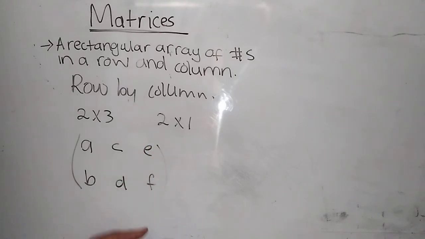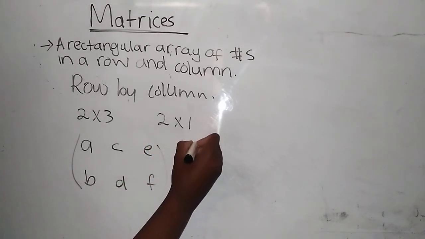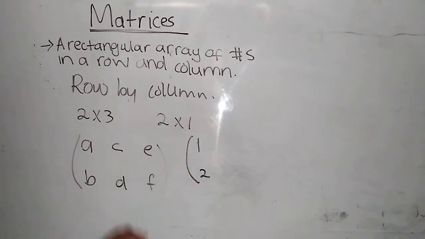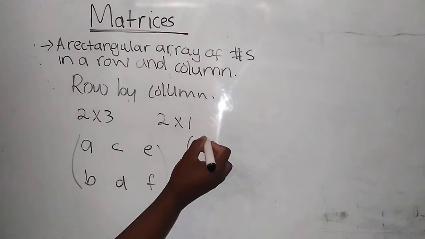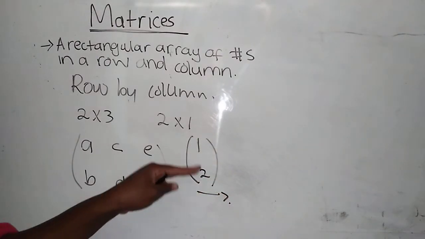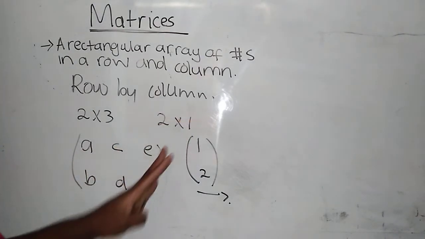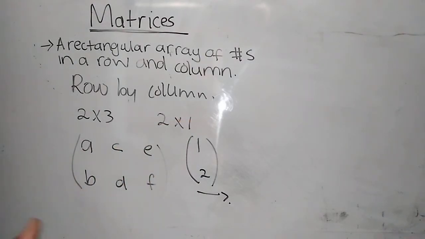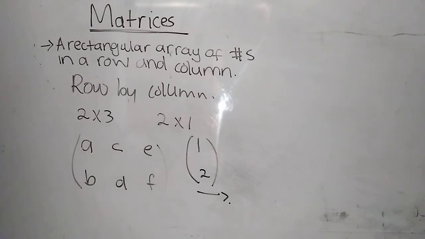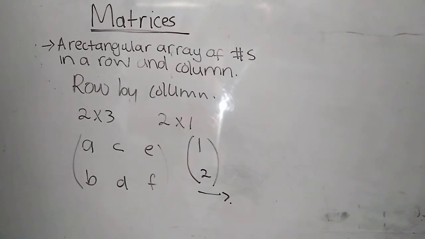What about a 2 by 1? Again, for my 2 by 1 matrix, I'm going to put 2 rows: 1, 2. That's my 2 rows, okay? But it's by 1 column, so that's it. I'm done. So you should be able to give an example of any given order. Even if they say it's a 4 by 7 matrix, you should know that 4 is the number of rows and 7 would be the number of columns, right?